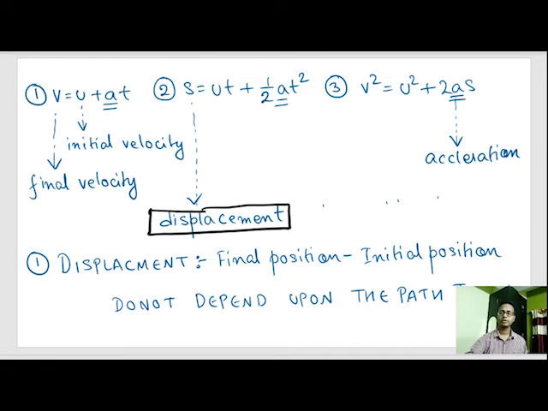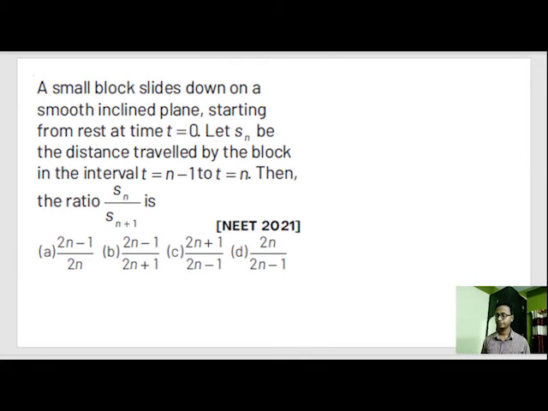So let's read a question. A small block slides down a smooth inclined plane, starting from rest, which means initial velocity is equal to 0, at time t is equal to 0. Let Sn be the distance travelled by the block in the interval t is equal to n minus 1 to t is equal to n.